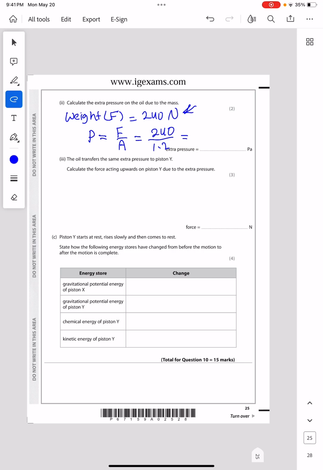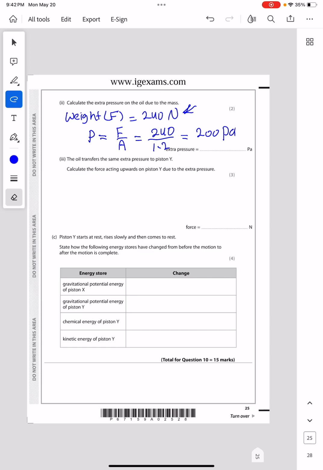Yeah, it's easy. It is 200 Pascal. This is the extra pressure. I hope it's clear. Let's go to the next one. Number 3 here: the oil transfers the same extra pressure to piston Y, as I mentioned here.